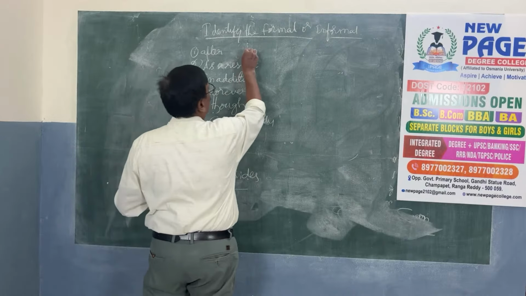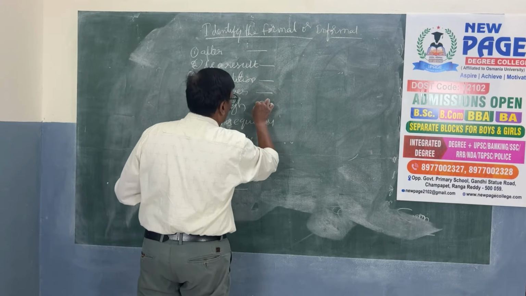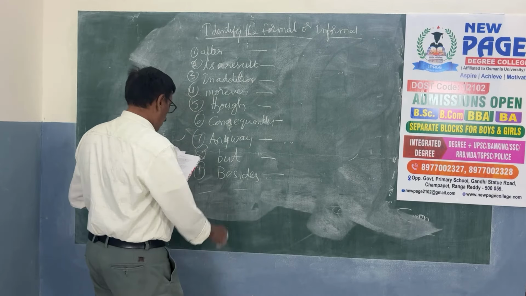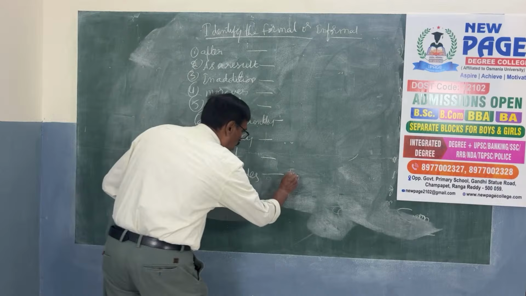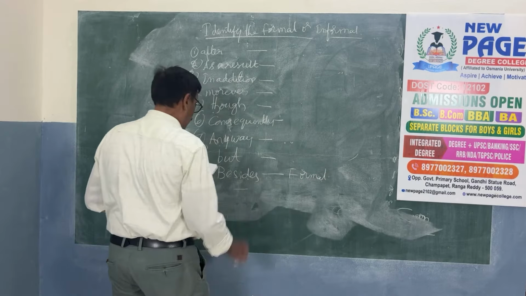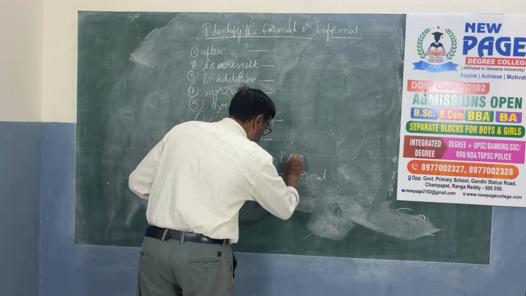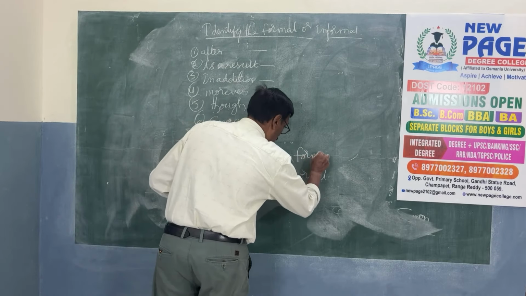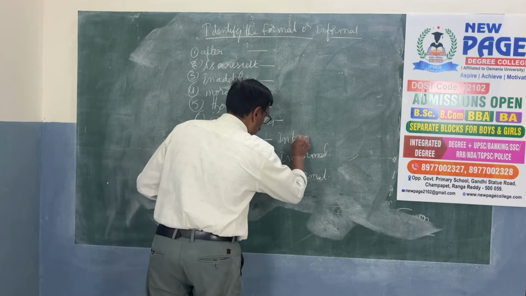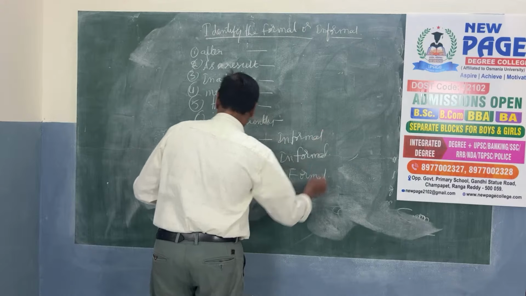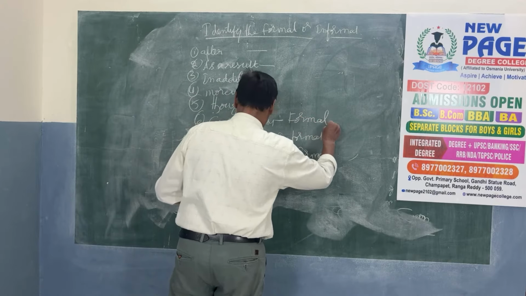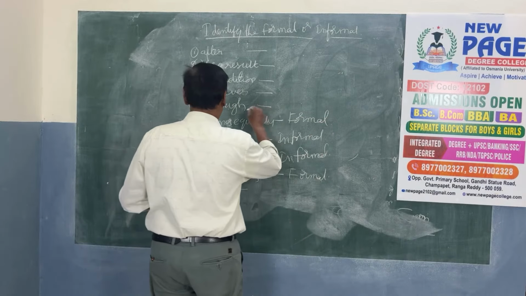Okay, now dear students, just opposite we have to write whether this is formal or informal. What is besides? This is called formal, but informal. Anyway, informal. Consequently, formal. Though, informal.